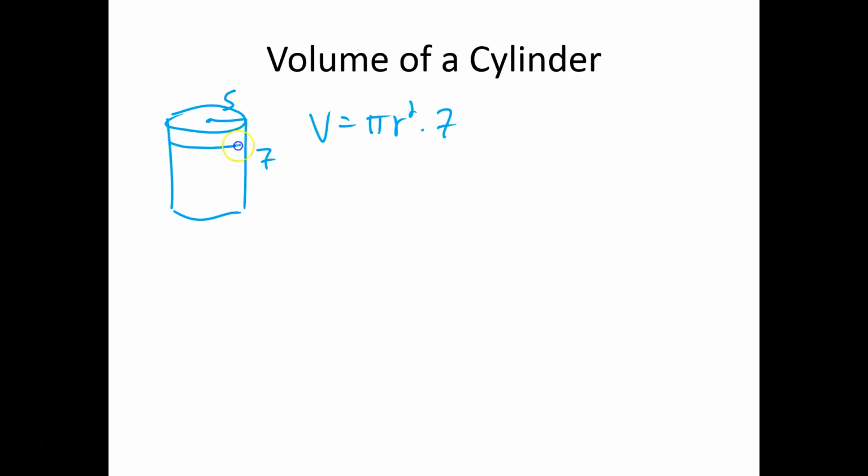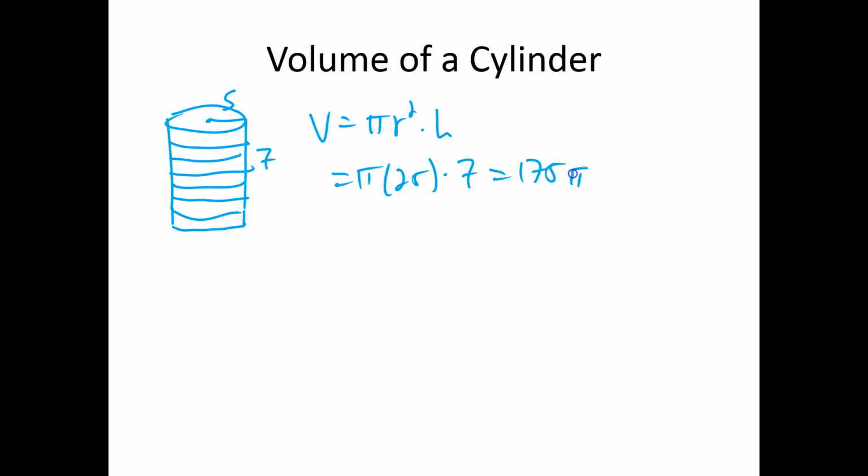Makes sense to me, because it's almost like you have 7 cylinders here. 1, 2, 3, I'm not going to fit 7. 4, 1, 2, 3, 4, 5, 6, we need one more on the bottom. So it's almost like you have 7 of these discs, and each one of them has a volume of pi r squared, that should be pi r squared h. So this would be pi times 25, pi r squared, times 7, which is 175 pi.